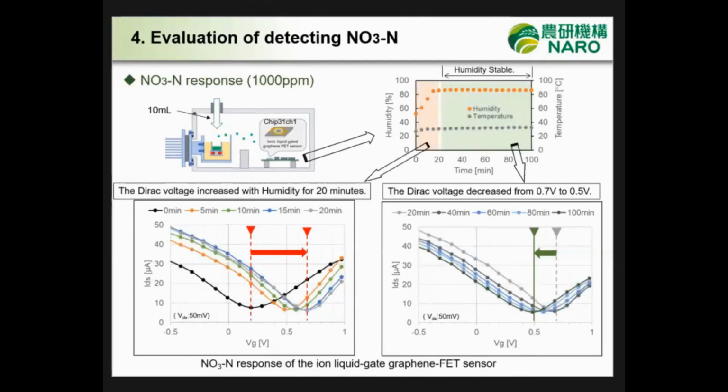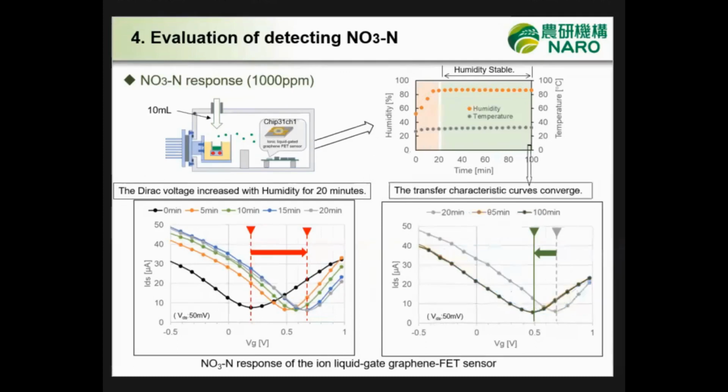And next, we evaluate the NO3-N response. 1000 ppm of NO3-N was applied to the vaporizer and we measured the transfer characteristic curves. So humidity in the chamber shifted upwards for 20 minutes, and Dirac voltage also increased with humidity for 20 minutes. And after 20 minutes, humidity is stable, but the Dirac voltage of the sensor decreased from 0.7 to 0.5. So this seems to be affected by NO3-N absorption. The curves converge in 100 minutes.